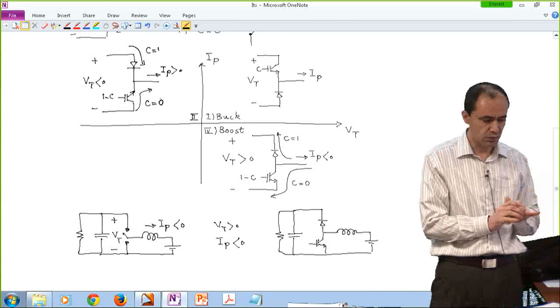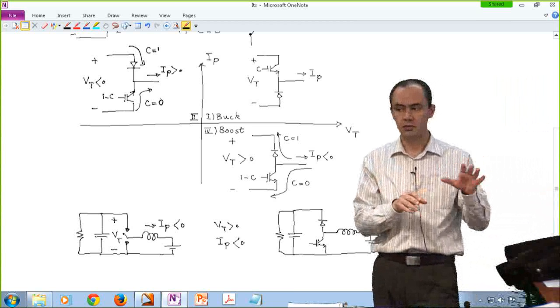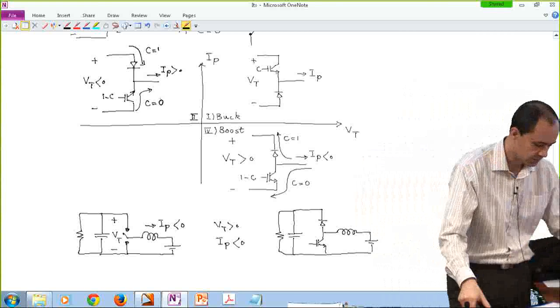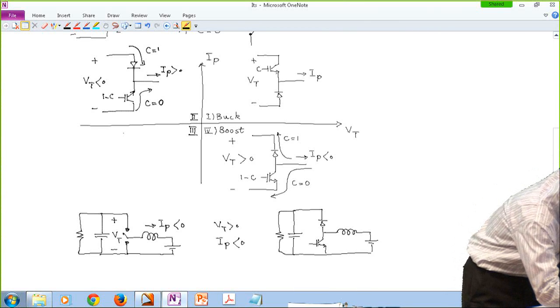So this is in case you are operating in the second quadrant, where your pole current is positive, but your throw voltage is negative. What about the third quadrant, when they are both negative? So this is going to be your switch realization.